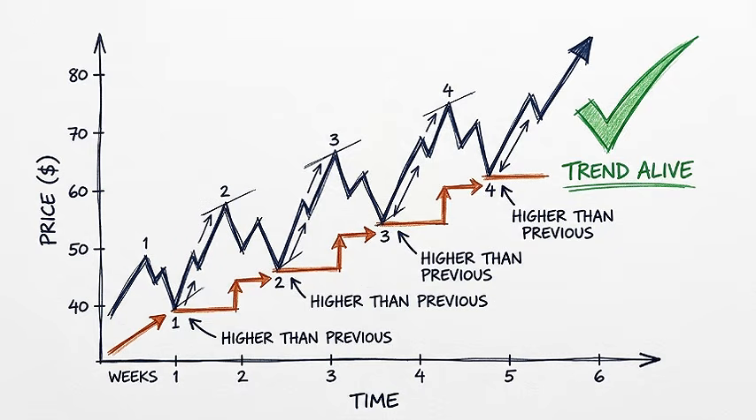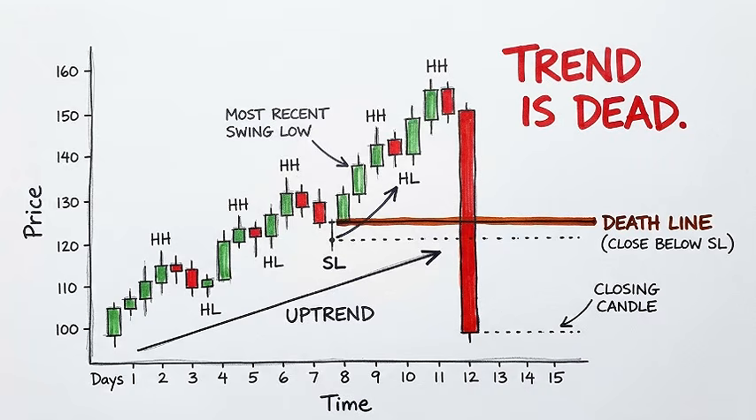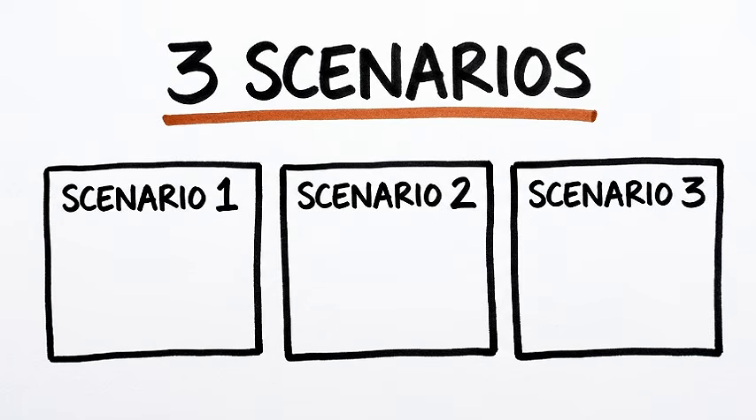In an uptrend, the trend is alive as long as price keeps making higher swing lows. The trend is dead when price breaks below the most recent significant swing low with a candle close, not a wick, followed by confirmation in the subsequent candle. This sounds simple, but how the break happens matters as much as whether it happens. There are 3 scenarios when price approaches a previous swing low.